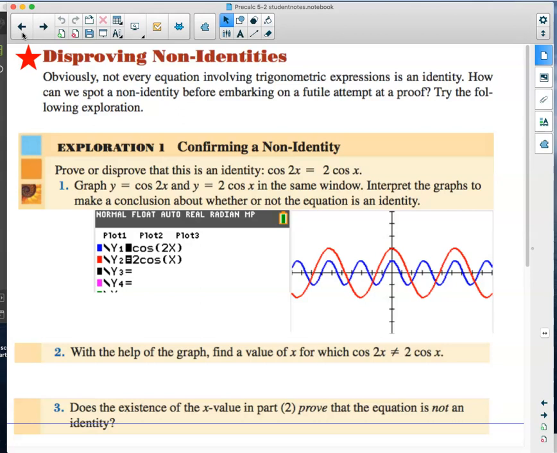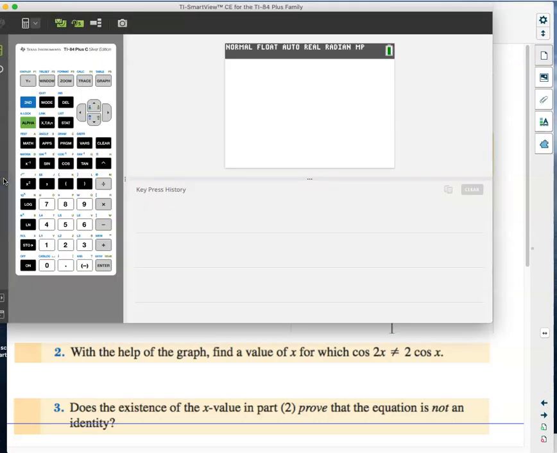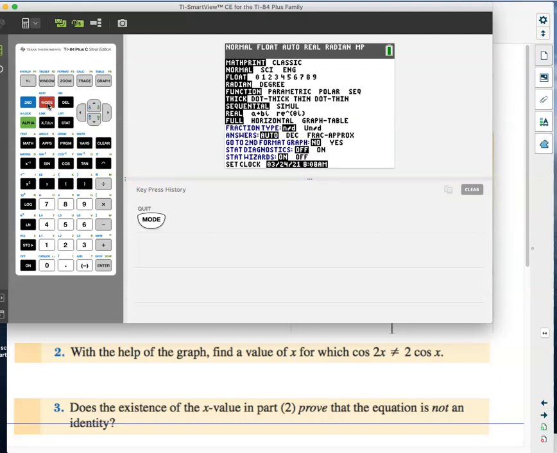So this one says we're going to prove or disprove that this is an identity: the cosine of 2x equals 2 cosine of x. The easiest way to see whether or not this isn't going to work is graphically, because like yesterday, if it works, they should graph exactly the same. So that would be what we would do. Let's grab our calculators and try it. Make sure your mode is in radians here.